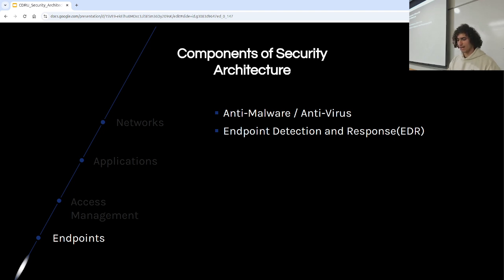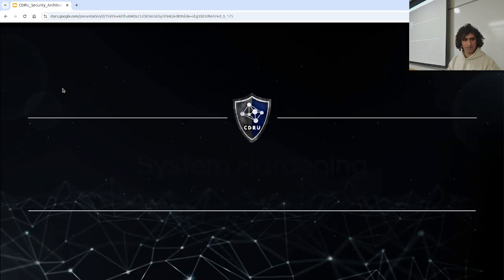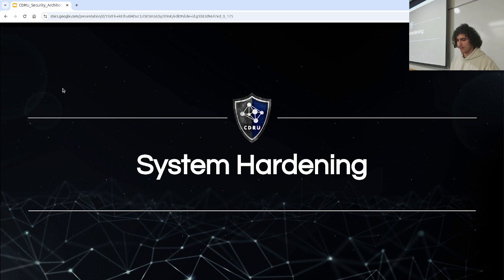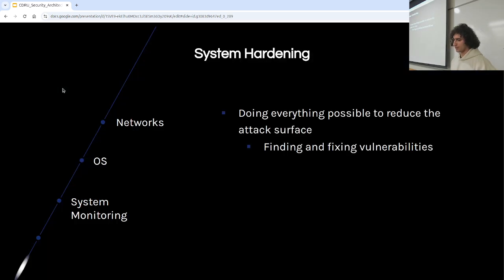Speaking of endpoint security, I'm going to move on to our next topic, which is system hardening. So what is system hardening? All it really boils down to is trying to reduce your attack surface, or how many potential vulnerabilities you have, as much as possible. We really want to reduce the number of potential exploits against us.